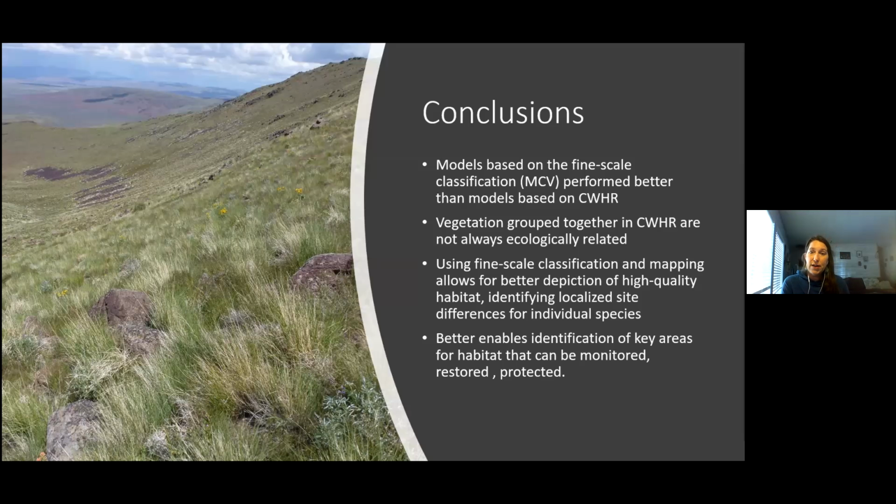So we feel these findings highlight the subtle differences in habitat associations of shrubland bird species, and it underscores the value of a detailed vegetation classification and mapping, particularly for purposes of predictive species distribution modeling.